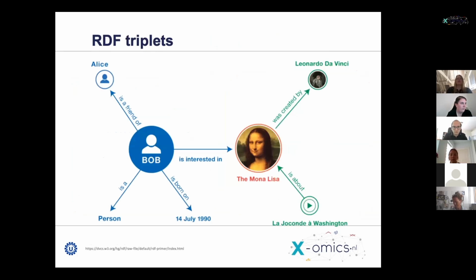Let's have a look at these triplets. This is a very basic and very easy knowledge graph. It consists of certain entities such as Alice, Bob, the Mona Lisa, and Leonardo da Vinci, and they all are related to each other in one way or another and also inherit certain parameters. So now let's ask some questions to this knowledge graph.